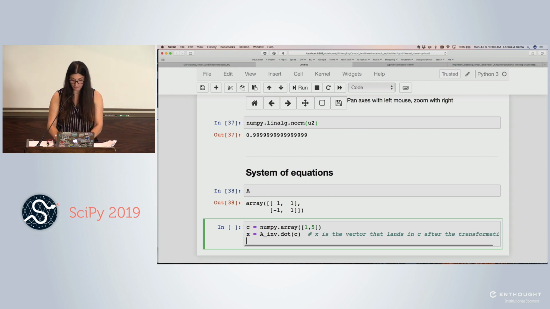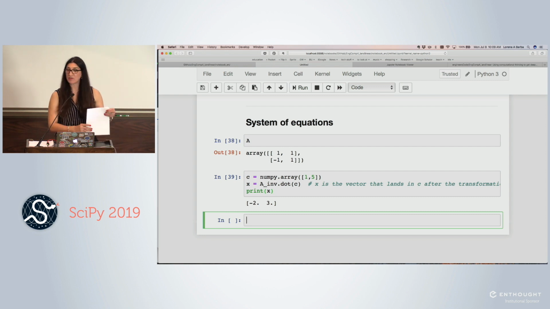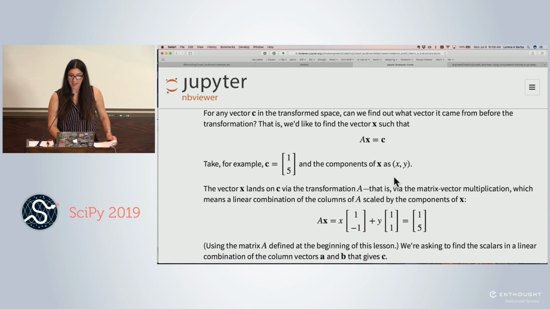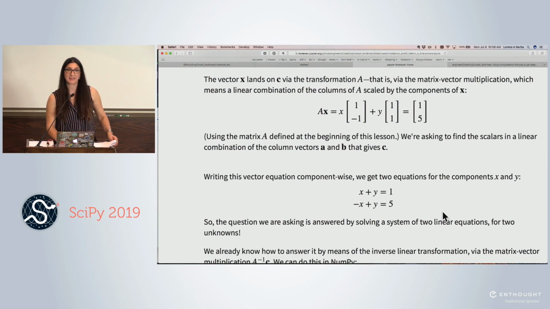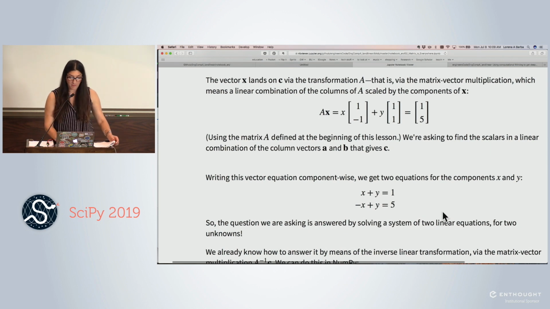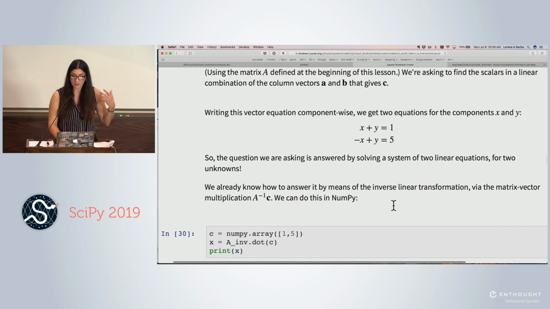and let's print x, and out comes a vector. So the vector minus 2, 3 is the solution of this linear system that we were showing here as two algebraic equations. It is the vector that answers the question that is asked by the system. But we understand it now geometrically.